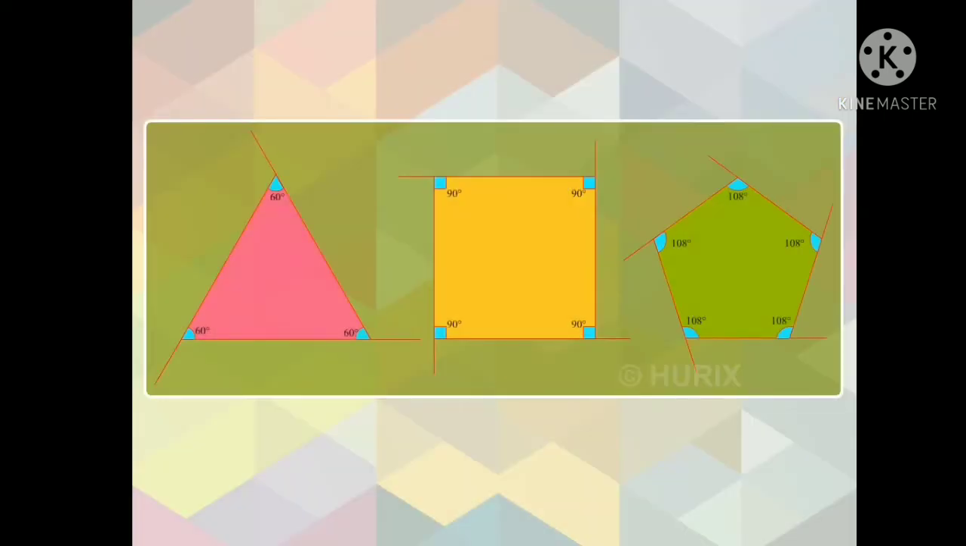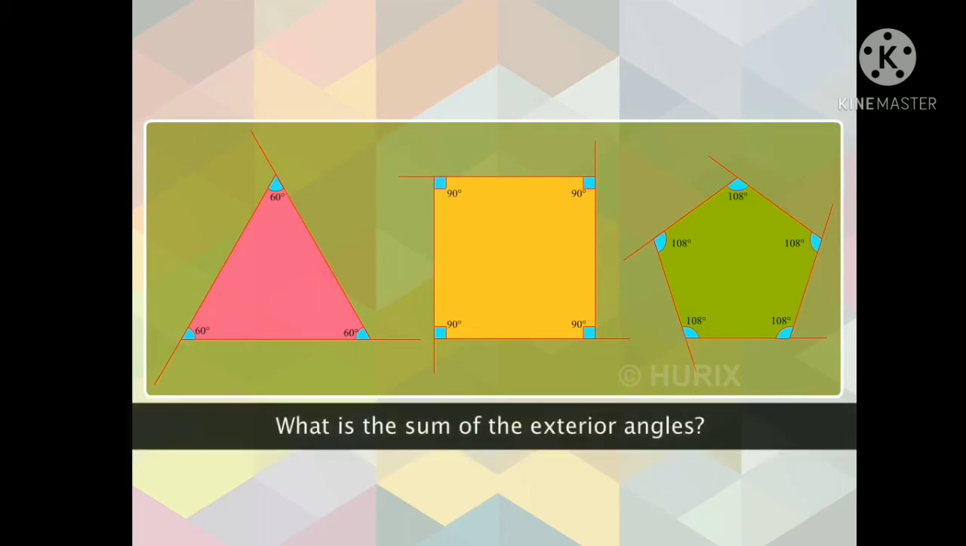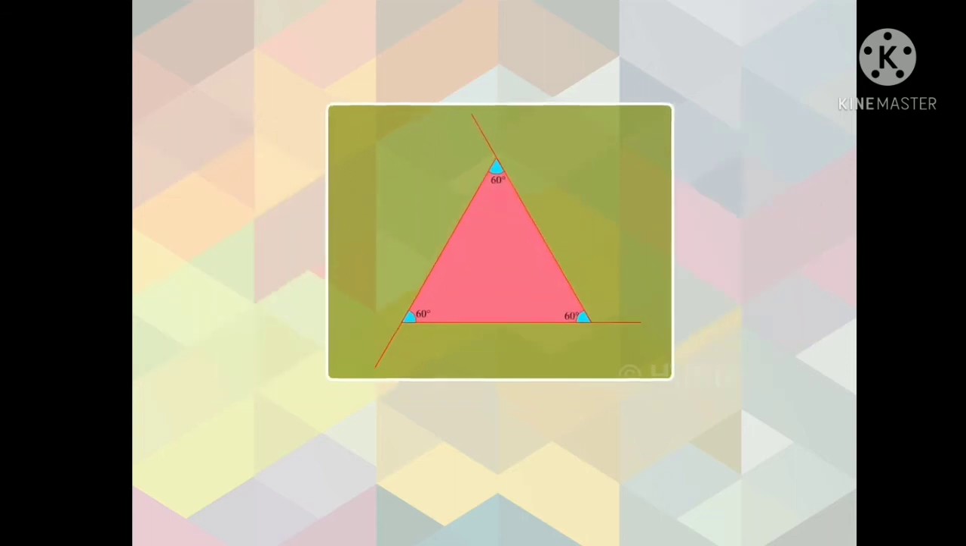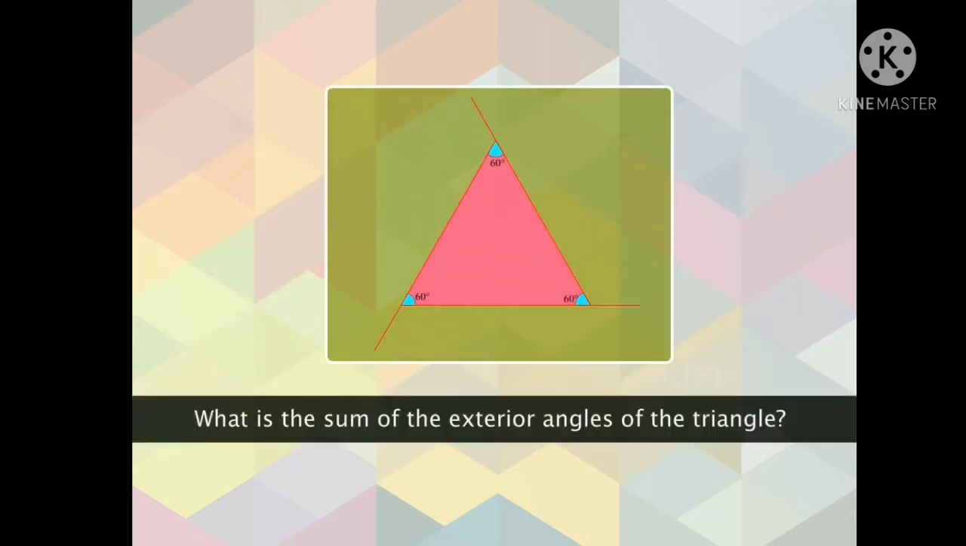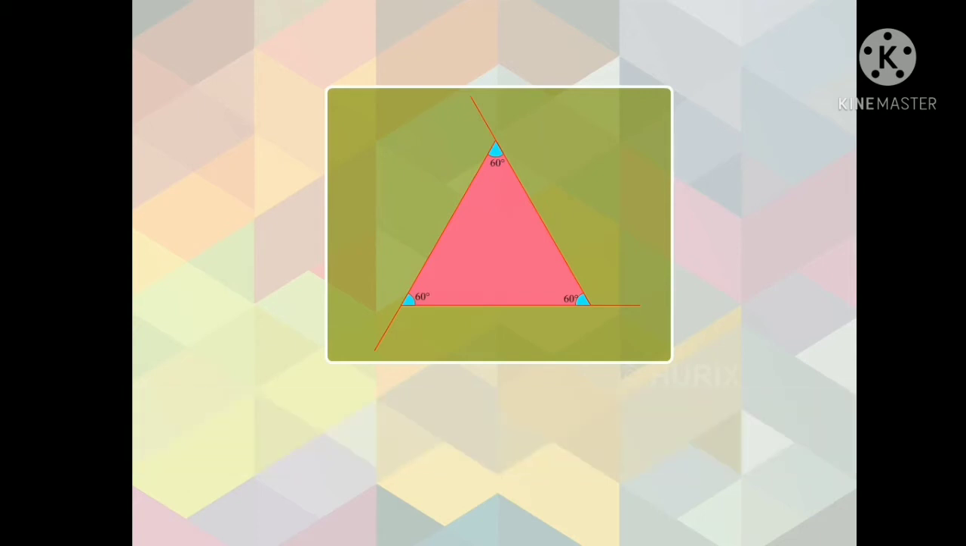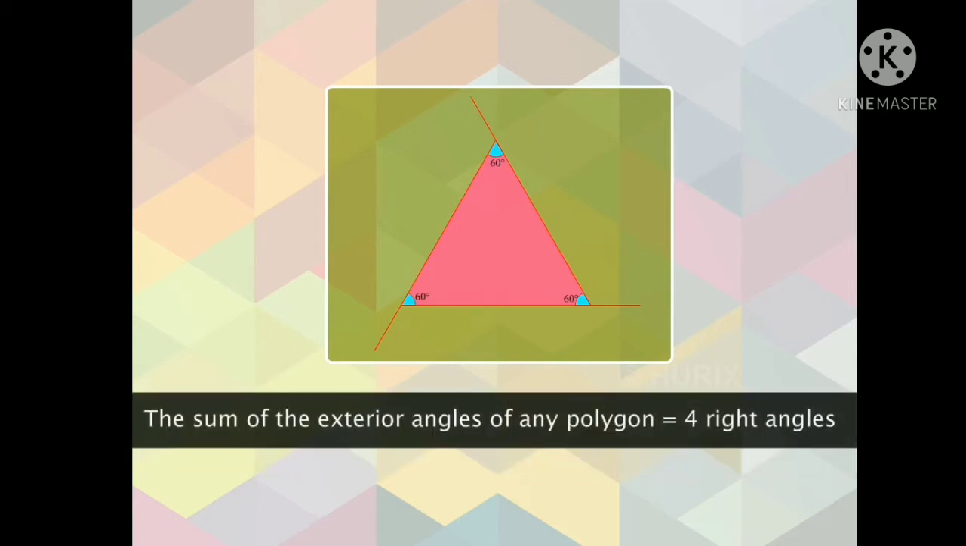Let us observe the exterior angles for each of these polygons. Let us add up the exterior angles for each of them one by one. We find that the sum of the angles is 360 degrees in each case, which is nothing but 4 right angles. Can this be extended to any polygon? Let's find out.